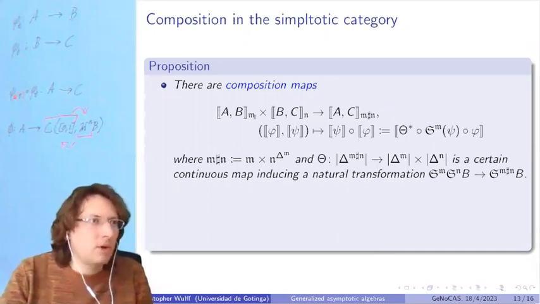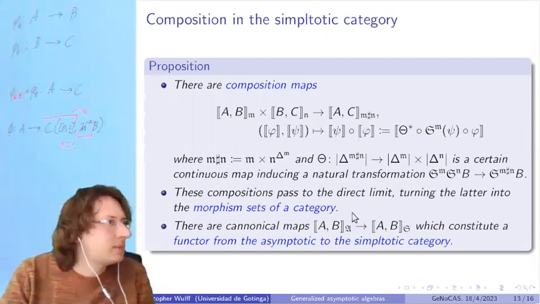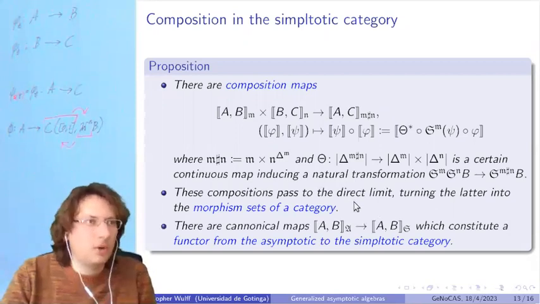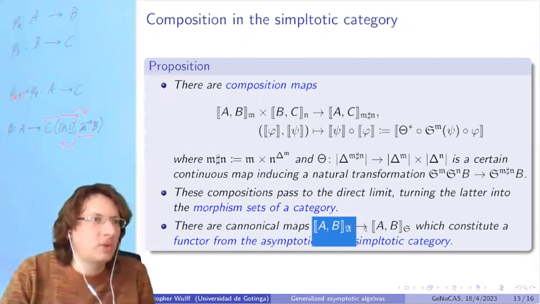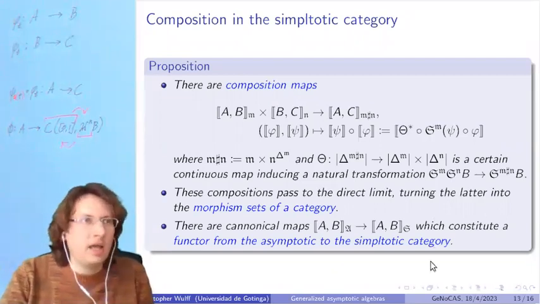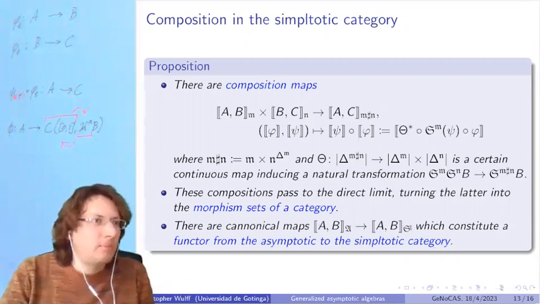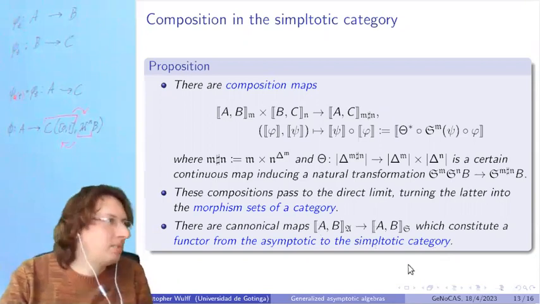It's compatible with all the homotopy classes, and it passes to the direct limit. So we really get the morphism sets of a category. And what I was also able to show was that we actually have canonical maps from the asymptotic morphism sets into the symptotic morphism sets, and together they constitute a functor from the asymptotic into the symptotic category. And again, for a separable A, these maps are bijections. So now we really got the symptotic category, which is equal to the asymptotic category for separable C star algebras. But for non-separable ones, it can behave differently.